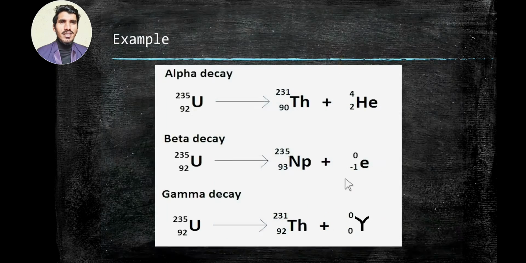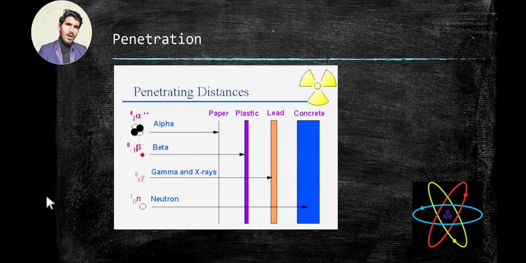The next thing I am going to describe is the penetration power. I have just described how alpha, positive beta, negative beta and gamma rays are produced, and now I am going to describe their penetrating power. First is the alpha particle, which is a doubly positively charged helium nucleus. It is so heavy and so densely charged that it cannot pass through paper. Even paper can stop it.